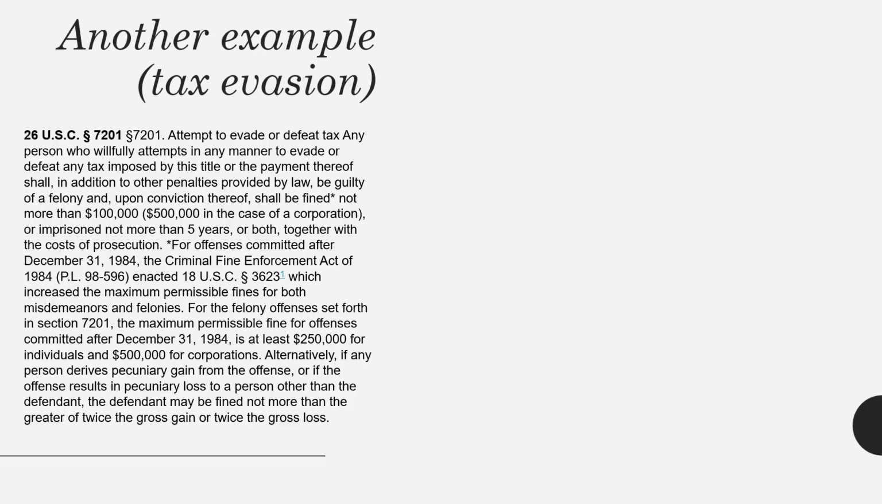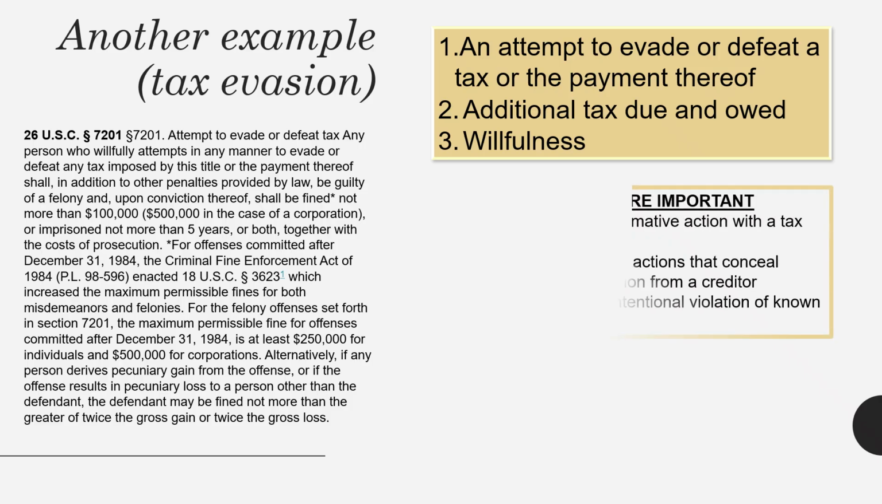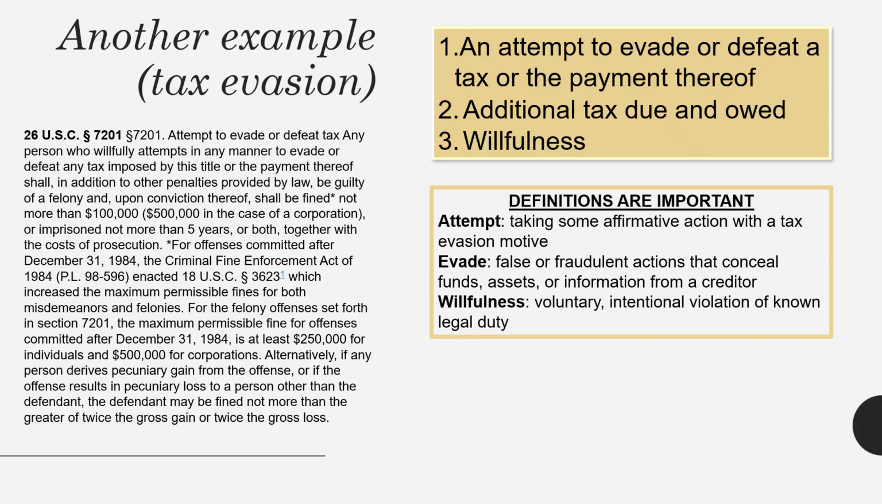So we'll go through another example here. This is tax evasion. As you can see here, pretty simple. It's an attempt to evade or defeat a tax or payment. There's additional tax due and owing, and it's willful. So let's go through those definitions. An attempt is making some affirmative action with a tax evasion motive. The evasion is a false or fraudulent action, for example, that conceals funds, assets, or information. And willfulness is the voluntary, intentional violation of a known duty.